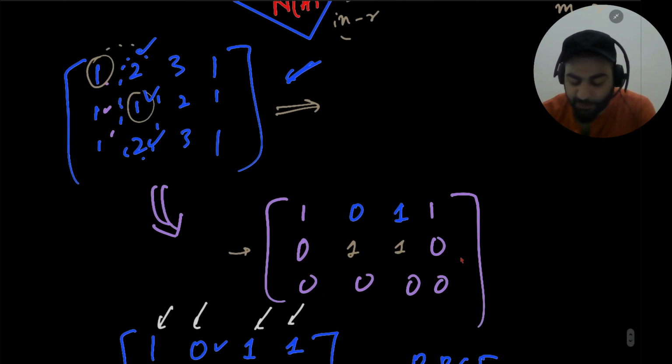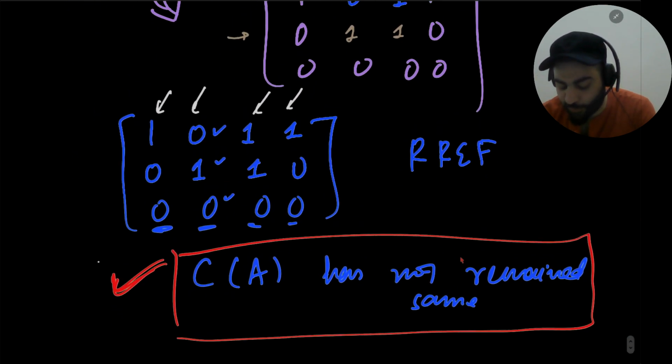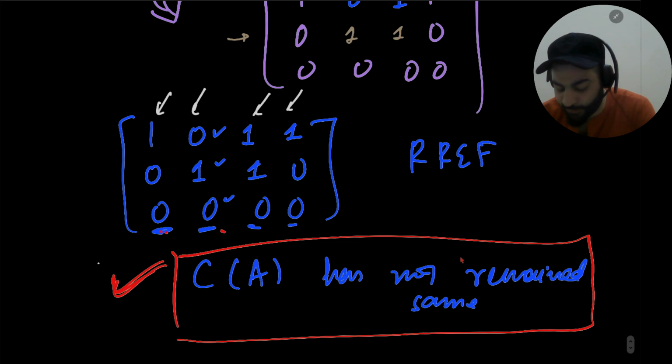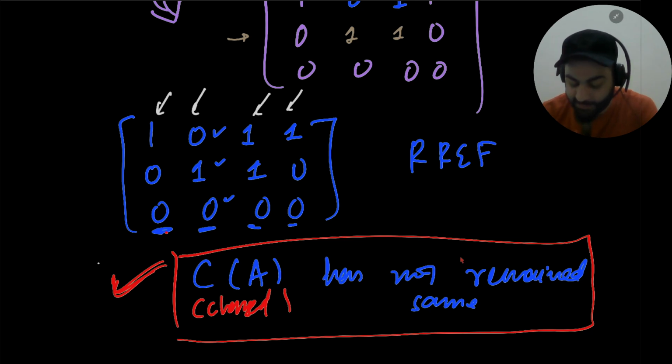Because initially in the column space we had, let's suppose, this 3 2 3 vector. Now from these columns you cannot reach the 3 2 3 vector, because the whole of this became 0. Is it clear? Are you okay with this? The column space has not remained the same because it got changed. Now I'll say that the row space has not changed.